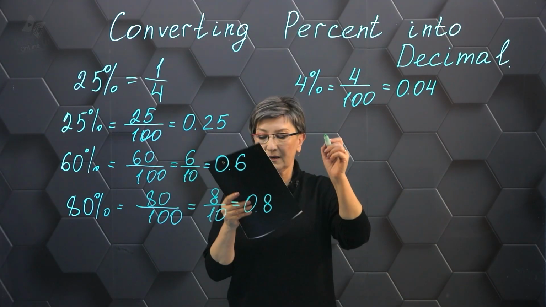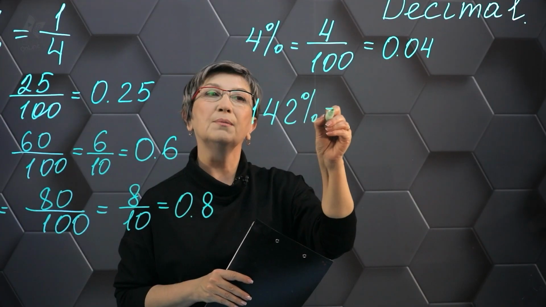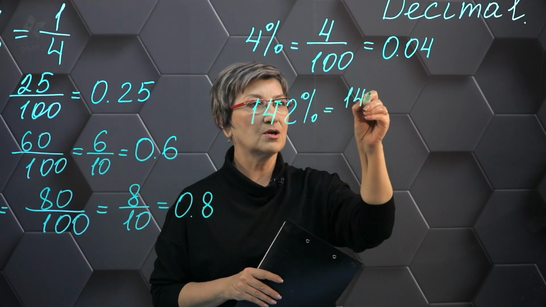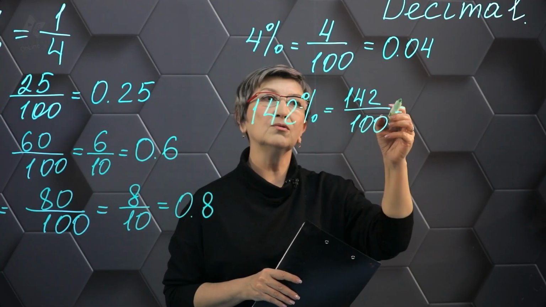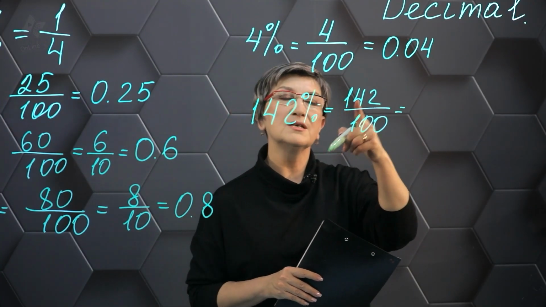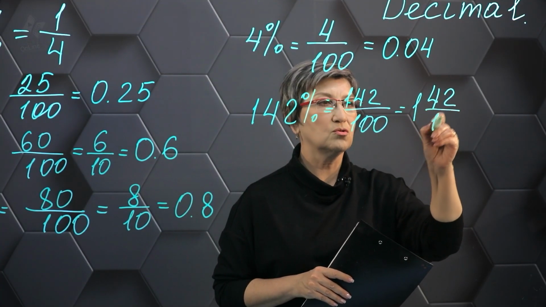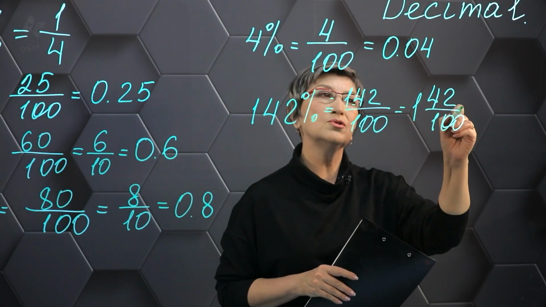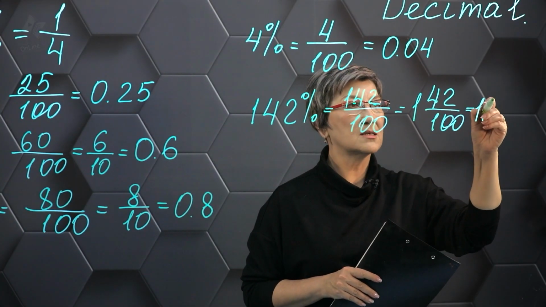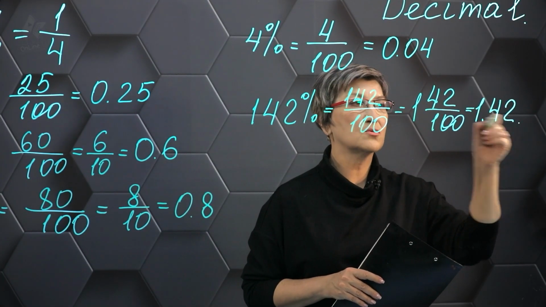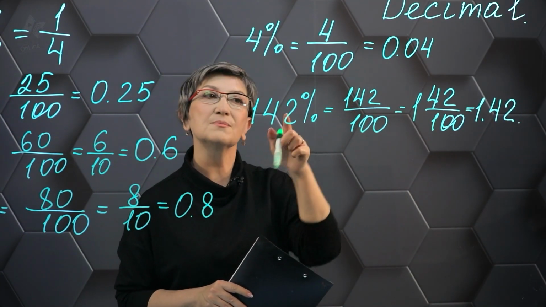And another example, 142%. The rule is that we have to divide 142 by 100. And then I get, let's take the whole part, 1.42. As you can see, we can always write percentages as decimals.